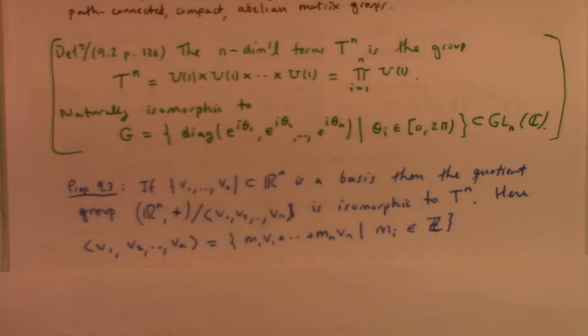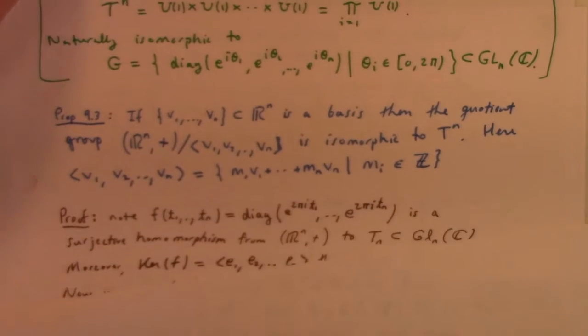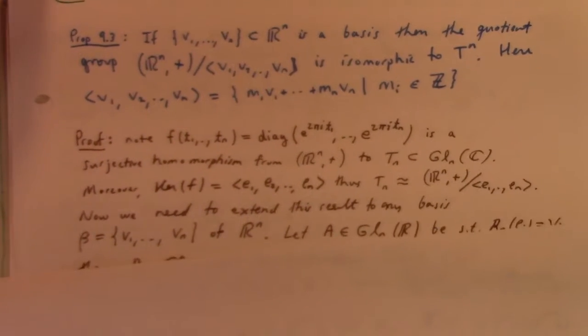And so here's a proposition for you. If we have a basis for R^n, then the quotient group, so you take the abelian group R^n with respect to addition, and mod out by the group generated by integer linear combinations of that basis, v1 through vn, this is isomorphic to the n-torus. And here this is just again the integer linear combinations of the basis, an n-dimensional lattice. So the proof of that assertion is given here.